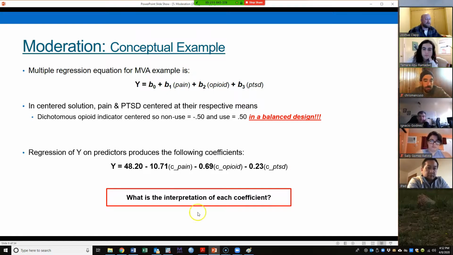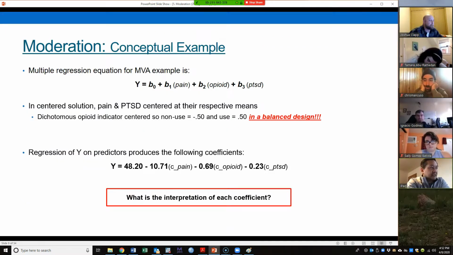Okay, so same thing. This is the unique effect of pain on role functioning when PTSD is held constant at the mean and controlling for opiate use. This is the unique effect of opiate use on outcome when pain and PTSD are held constant at the mean, right? So just making sure that you know what the interpretations of these are.